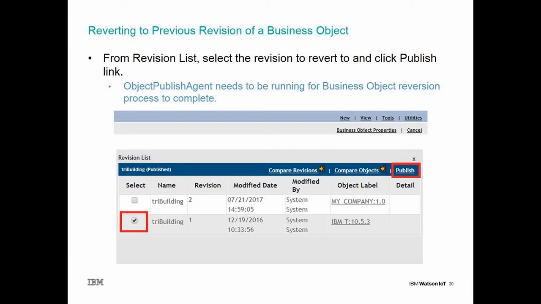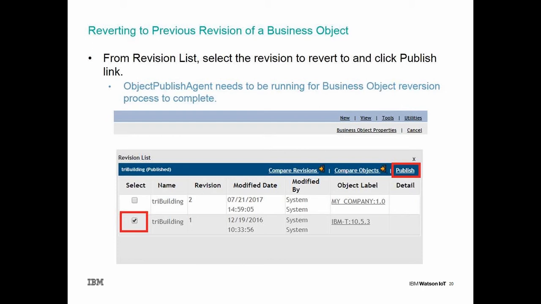Now I would like to go over reversioning of business objects, because this is a little bit different. Similar but different. Similar in that from the revision list of the business object, you'll select the revision you want to revert to and click the Publish link. Note here that the object publish agent needs to be running for the business object reversion process to complete.